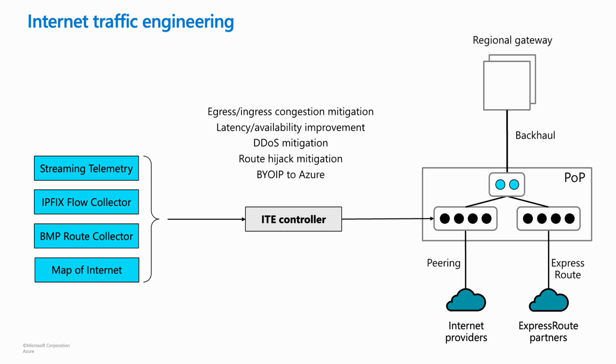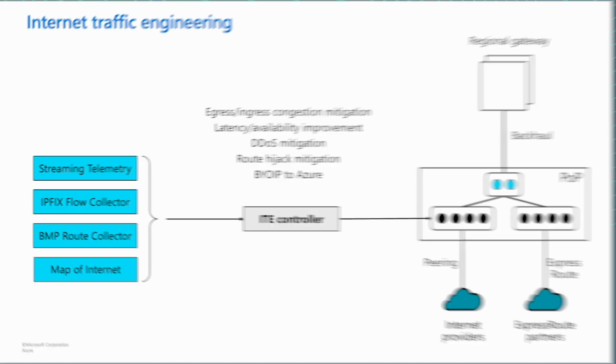Now, let's look at internet traffic engineering. Our edge POPs contain peering routers that peer with internet service providers. They also contain ExpressRoute devices which allow users to connect to the Azure cloud over private connections. Aggregation routers in the edge POP backhaul traffic to regional gateways.